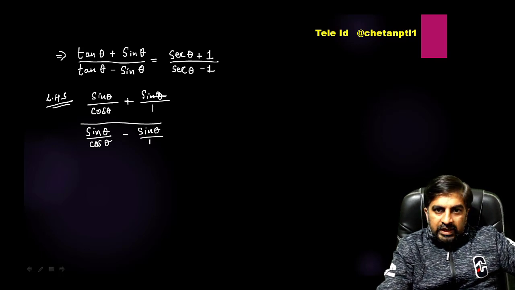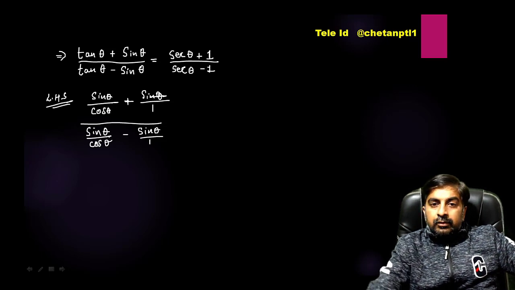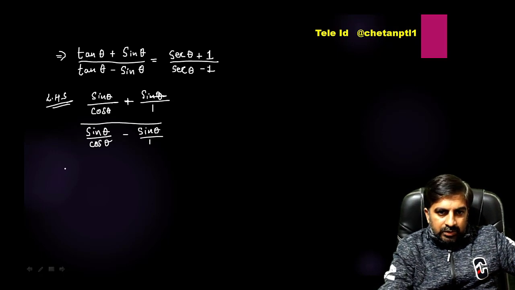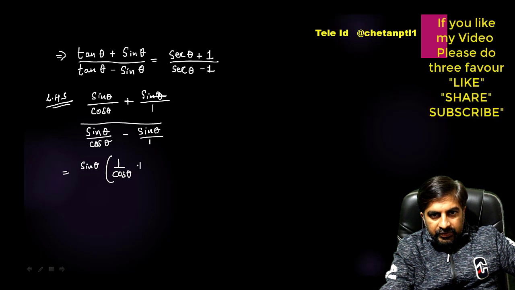Now what can you do? You can take sin common. Generally students find the LCM and try to solve this, but I am going to tell you a short trick here. Now you can see sin is common in these two, sin is also common in these two, so take sin theta common, so here you will get 1 by cos theta plus 1 by 1, that is 1 only, and here also you get sin common, so 1 by cos theta minus 1.